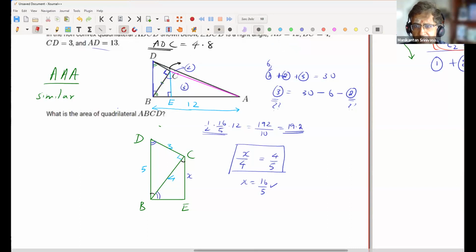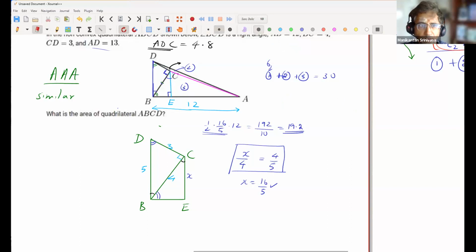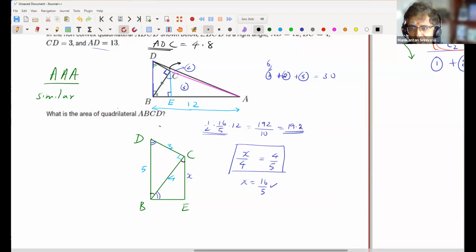Should be fairly easy, right? In fact, we did it here. So we found 2 of these areas. We found area 3 as 19.2. So it's just 30 minus 6 minus 19.2. Yeah, indeed, 30 minus 25.2, which is 4.8. Just subtraction, guys. Come on. Should be very easy. Yeah, well done.